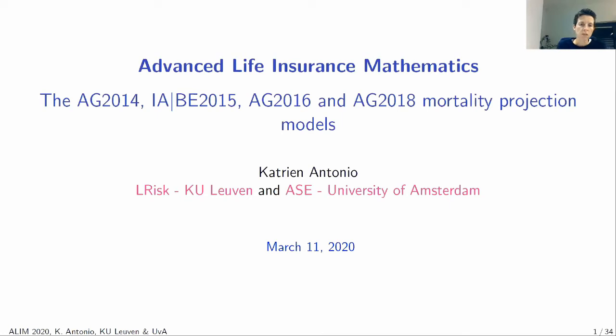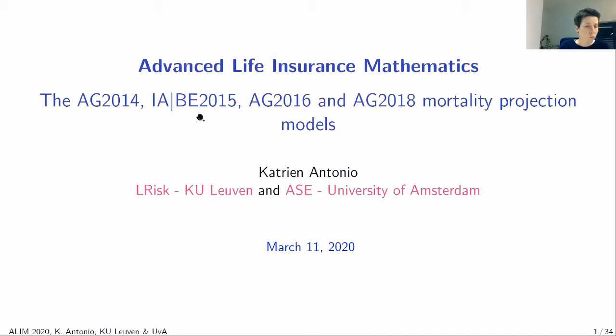And you see that the title of my presentation here refers to the acronyms which are used to denote these mortality projection models and the mortality projection tables that have been developed by these respective actuarial associations in Belgium and in the Netherlands. So when you see here the acronym AG, that stands in Dutch for the Actuarieel Genootschap, or the Actuarial Association in the Netherlands, and the IABA stands for the Institute of Actuaries in Belgium.